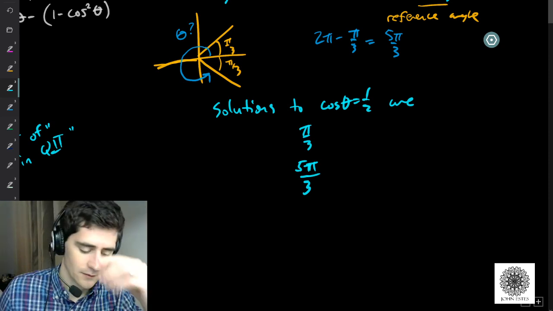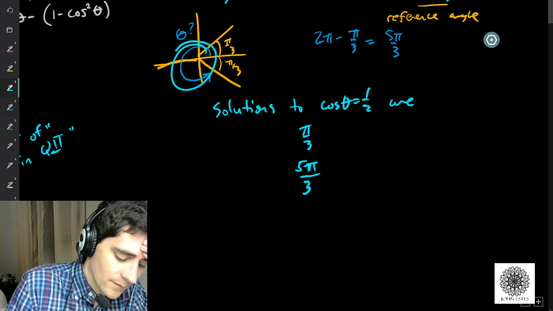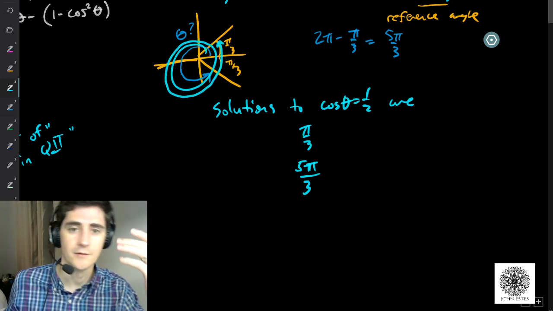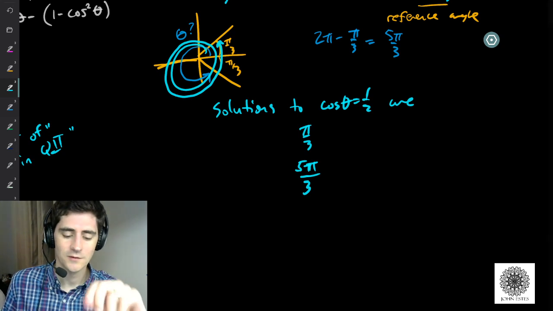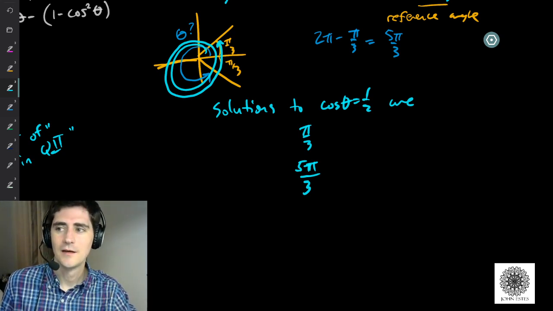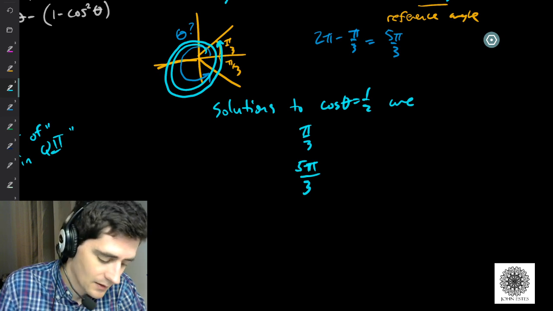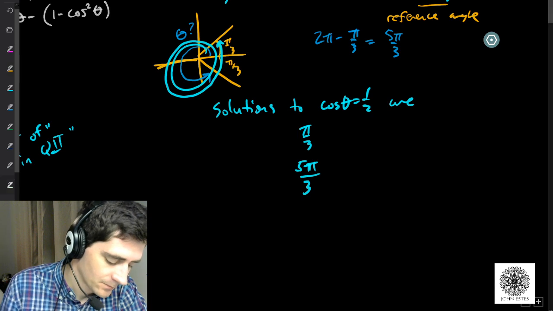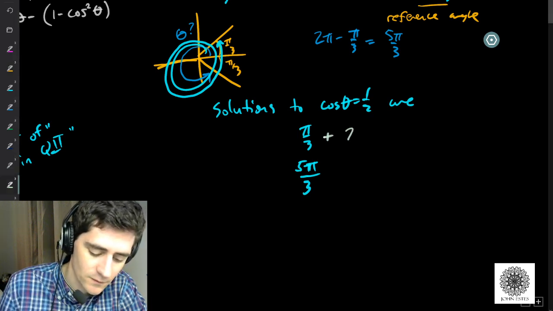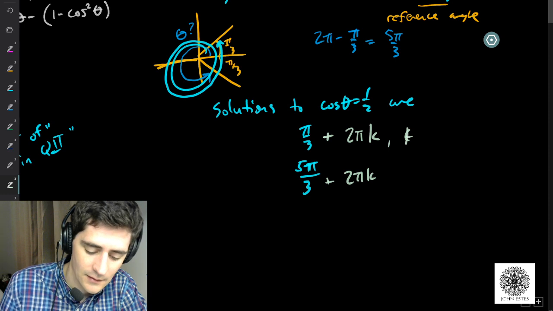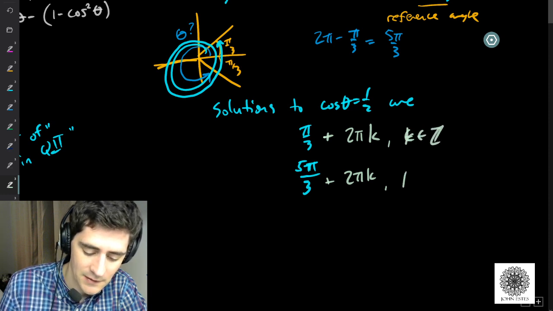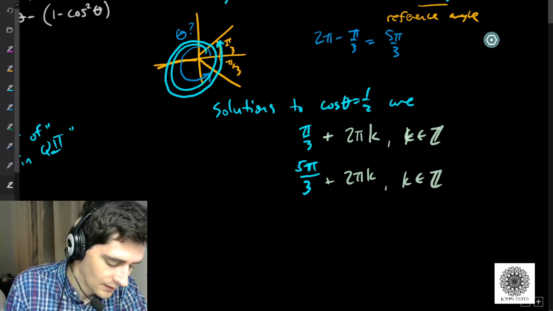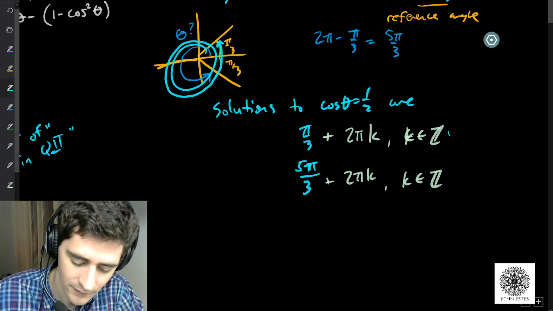But if I keep going, if I take an angle that's a lot larger but still has a pi over 3 reference angle, I still have a solution when cosine is 1/2, right? So I can say pi over 3 and 5 pi over 3 plus some multiple of 2 pi. And so we write it like this, plus 2 pi k. Here, k is just some sort of integer. I believe we've used that symbol, but if we haven't, this is the set of integers.